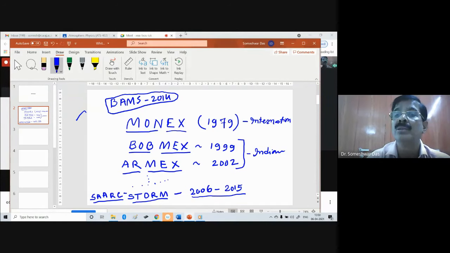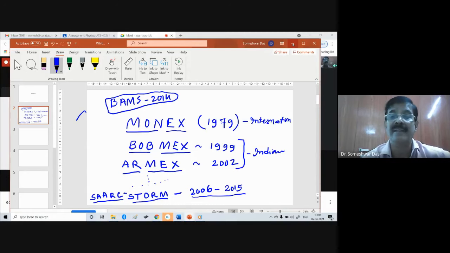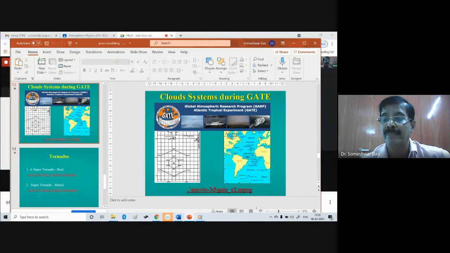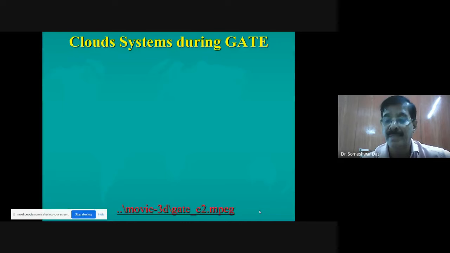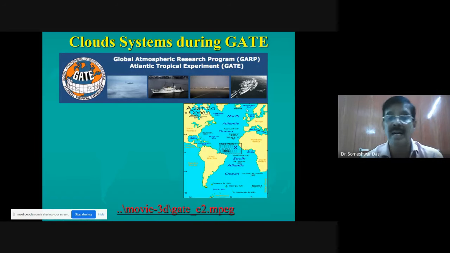Okay, so all these things I told you because there are different field experiments conducted to study atmospheric processes over the Indian region. And the first one which I was showing you earlier was basically the GATE. I was talking to you about the GATE program, and under that context, I mentioned all these things. GATE is the GARP Atlantic Tropical Experiment. GARP stands for the Global Atmospheric Research Program. And as I said, GATE was conducted basically over the equatorial Atlantic region.